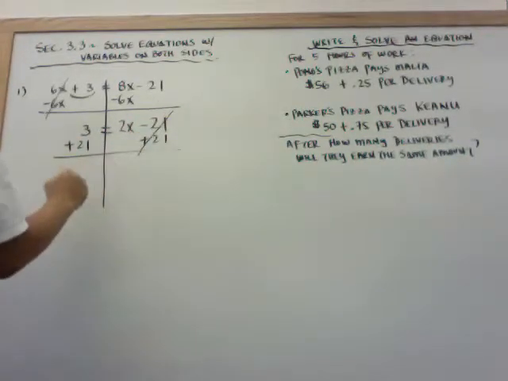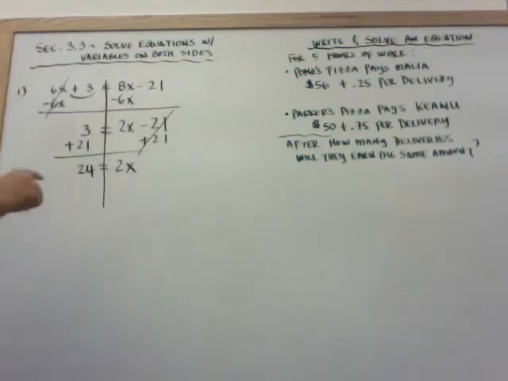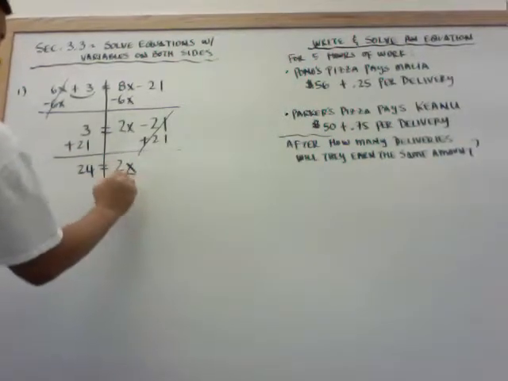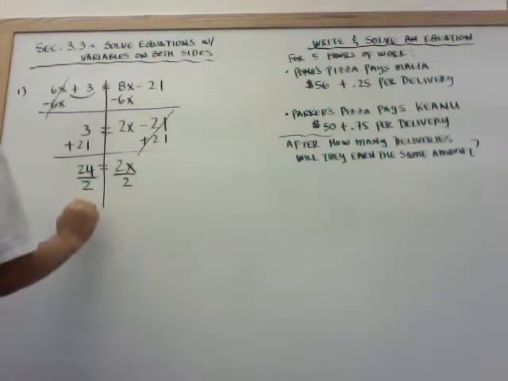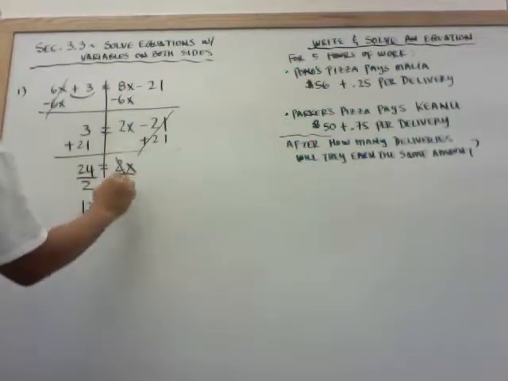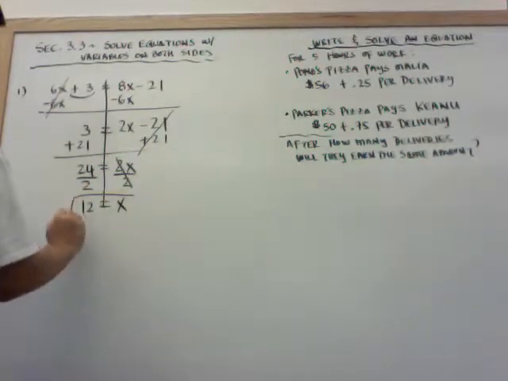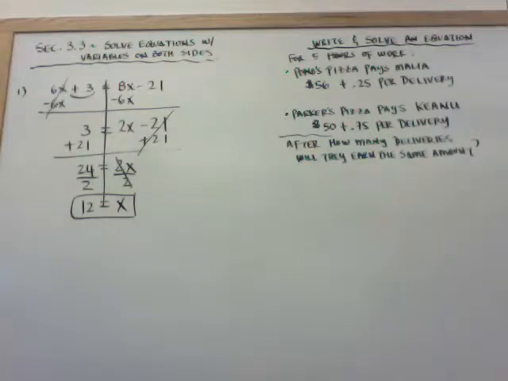This becomes 0. 3 plus 21 is 24. That equals 2x. And now I need to get x by itself. So since it's 2 times x, I need to divide by 2. And this becomes 12 is equal to 2 divided by 2, which is just 1. So x is equal to 12. I'm going to do a bunch of other examples for you guys as well. But that's how I want you to do it.